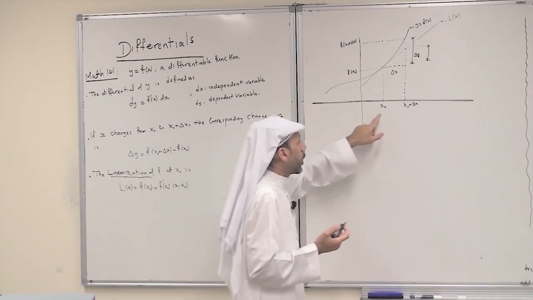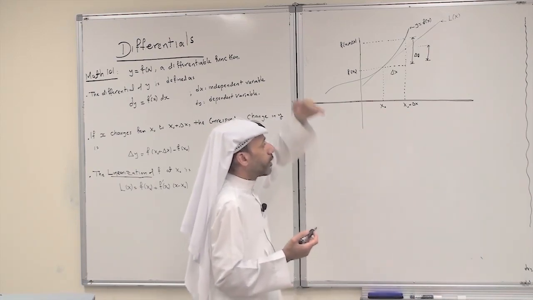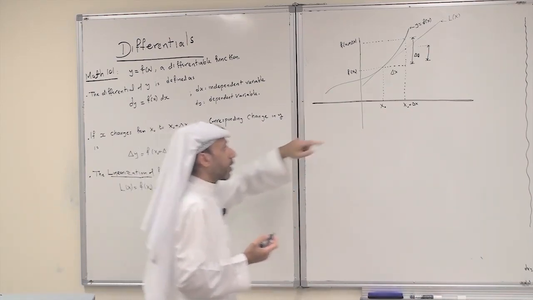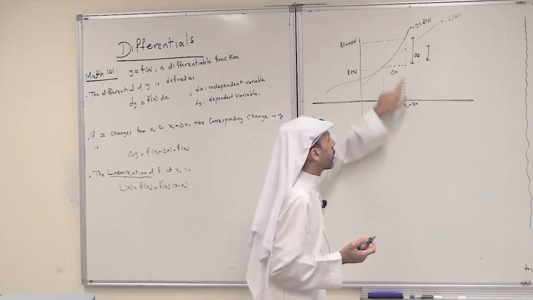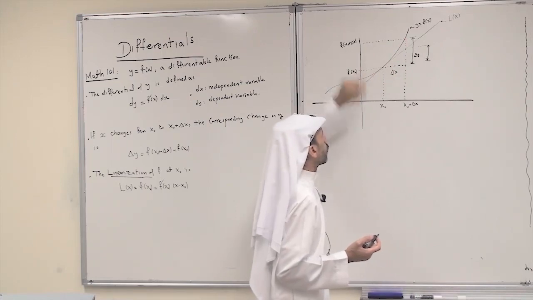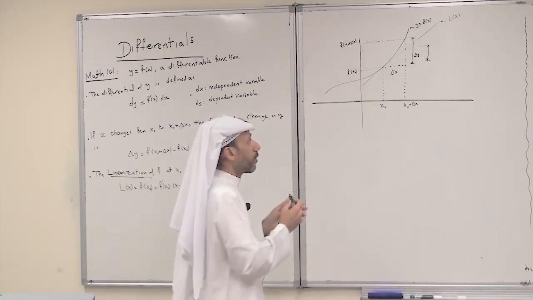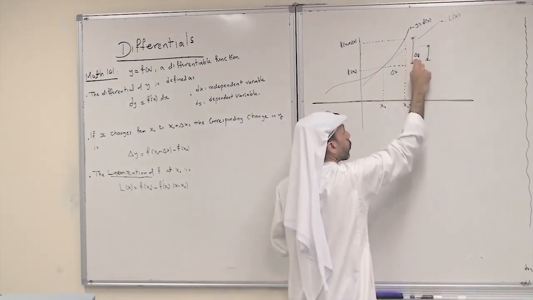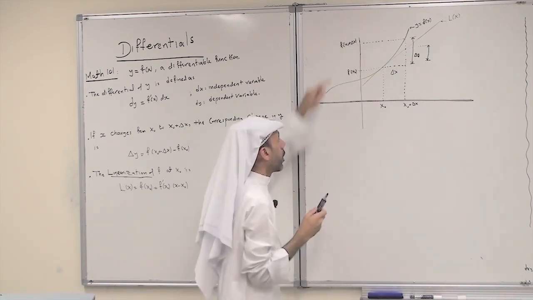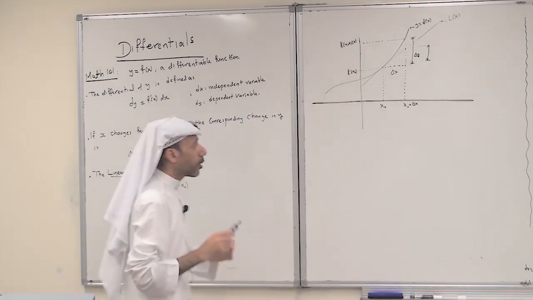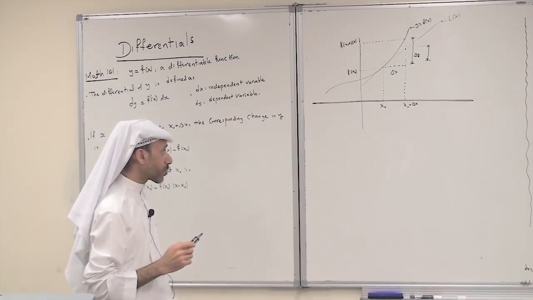Now, if x changes from x0 to x0 plus delta x, then what is the corresponding change on the curve itself? At x0, the function is f of x0. At x0 plus delta x, the value of the function is f of x0 plus delta x. The change in y on the curve will be this distance from here to here. So this is delta y. It is the difference f of x0 plus delta x minus f of x0. So this is the change in y along the curve graphically.